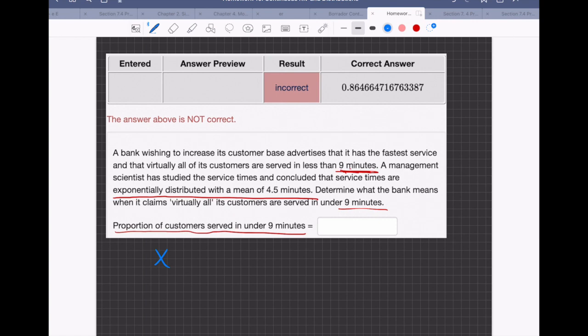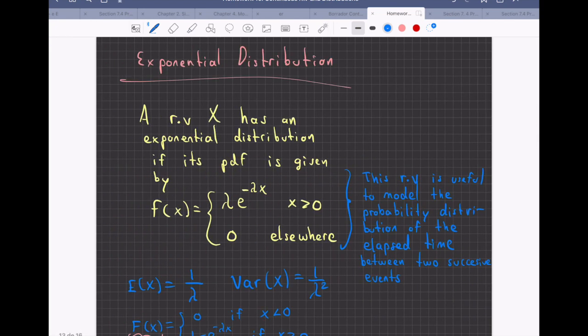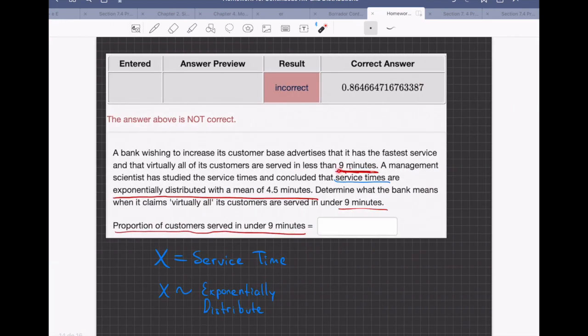X, what is X in this context? Service times. And we know that the distribution with respect to probability for this time is exponentially distributed. So it has a function like this form. The mean or the expected value is 4.5.